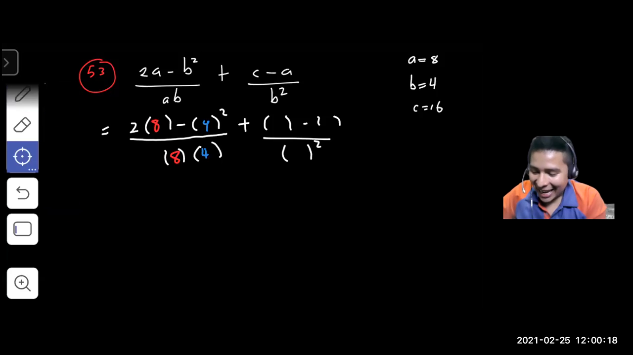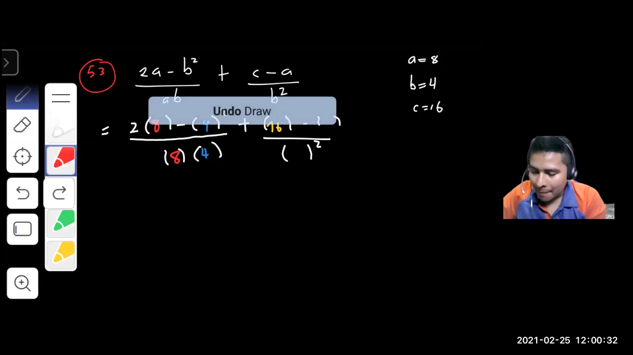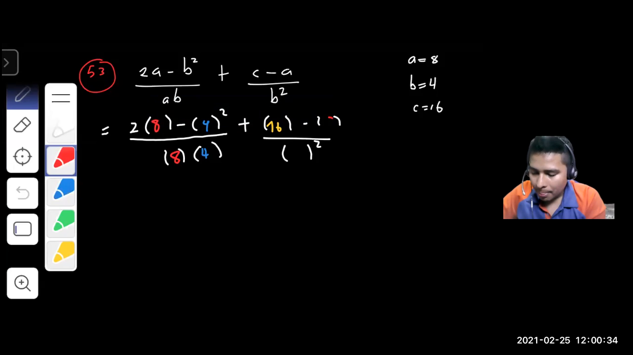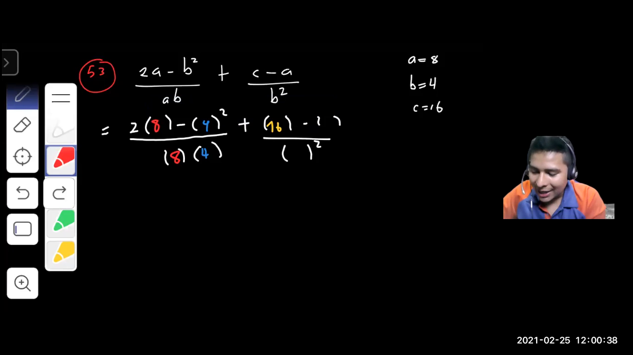Okay, then let's go to C. What is C, guys? 16. Okay, let's place 16. What is A again? 8. And what is B squared? 4. Okay, B is 4. Okay, correct. The answer at the end is going to be 16. But this is going to be 4 again. Okay, 4 for B. Thank you, guys.